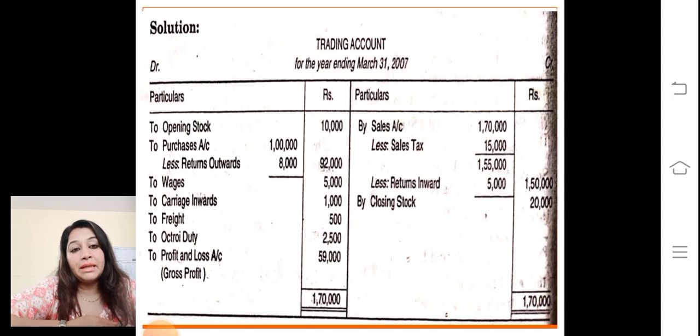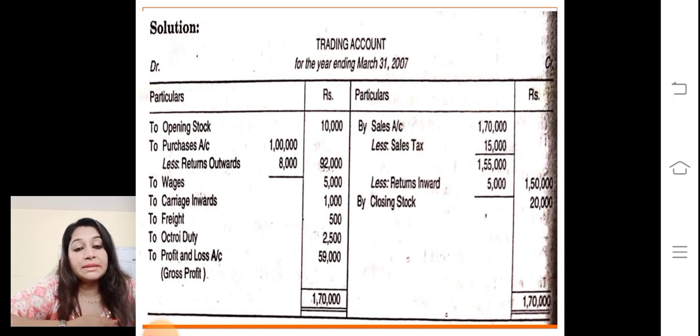1,70,000, and the balancing figure is on the debit side. It means the credit side amount is more, so the balancing figure will be on the debit side. If the credit side amount is more, then it will be a gross profit. So we have written the gross profit to profit and loss account, that is 59,000. So this 59,000 will be transferred to profit and loss account. So this is the way to make a proforma, and to calculate the trading account of the company, and to calculate the gross profit of the company.